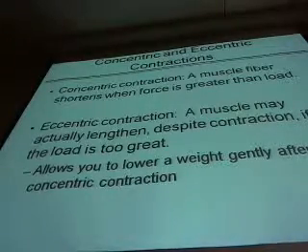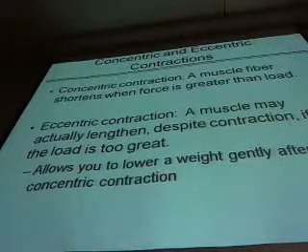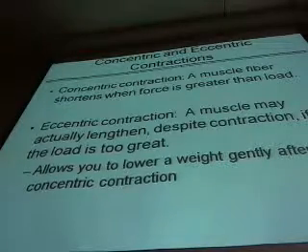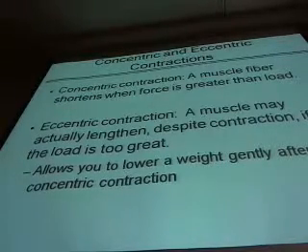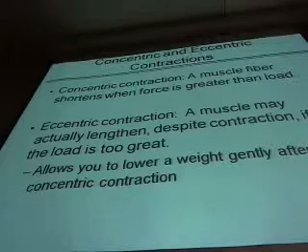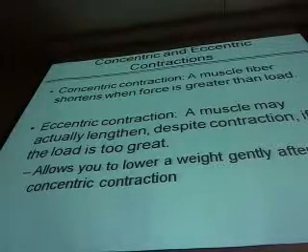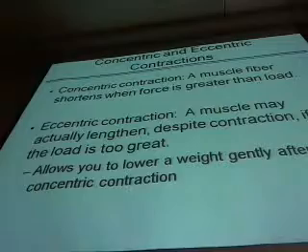Concentric and eccentric. A concentric contraction is like an isotonic. The muscle fiber shortens when the force is greater than the load. An eccentric contraction is like the isometric.